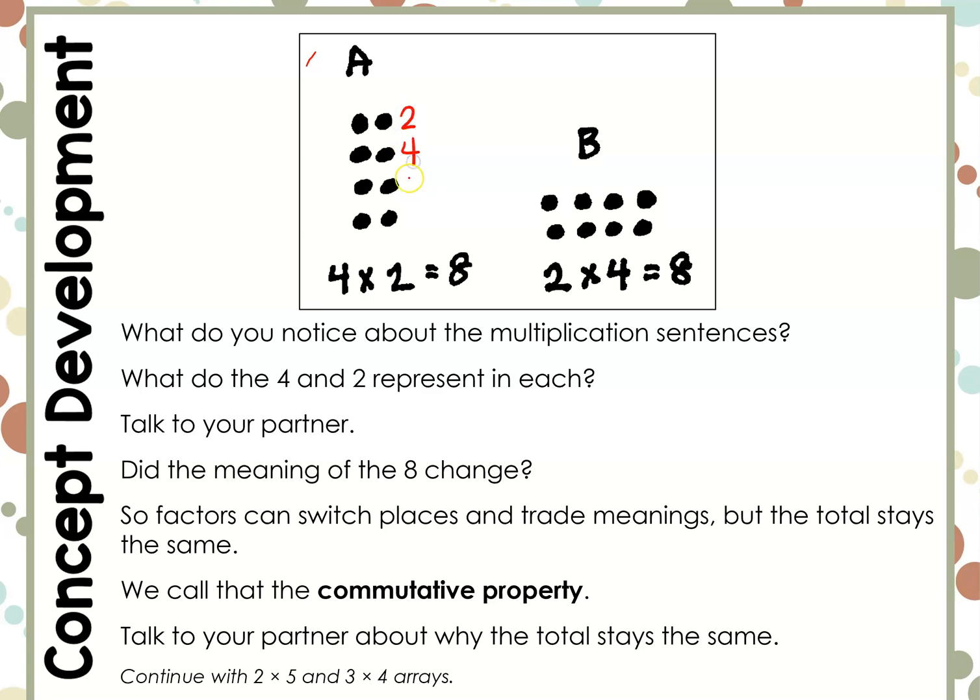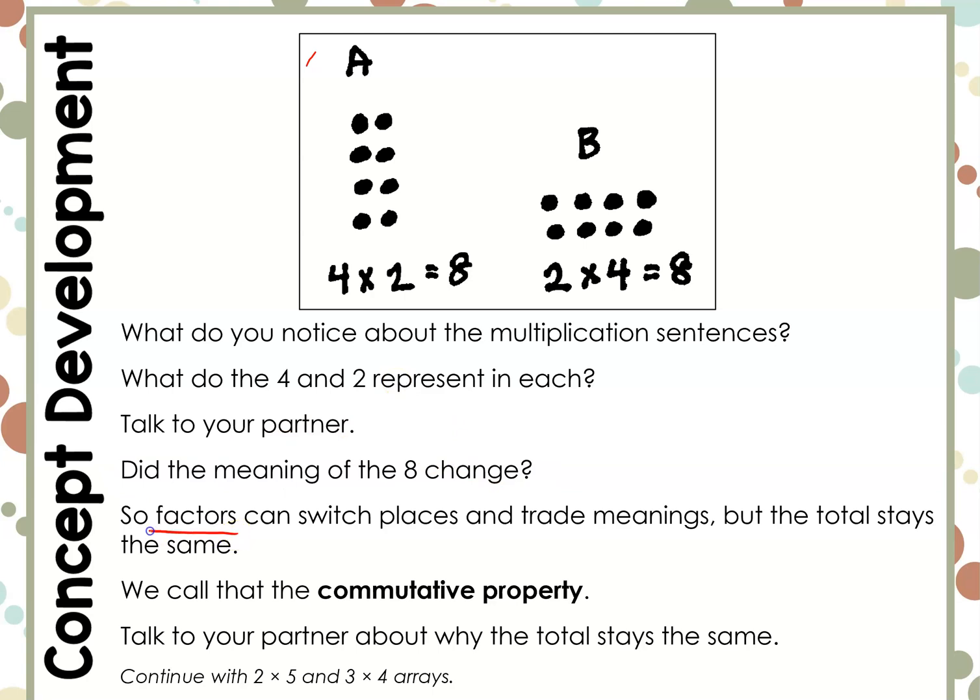So if I did my skip count, just like I did earlier, I would have 2, 4, 6, 8. Okay, over here for this array, what does the number 2 represent? Well, the number 2 in this array represents the number of rows now. So then what would 4 represent? 4 would represent the number in each row. So for my skip count, I would have 4, 8. So now let me ask you this. In both of these arrays, did the meaning of 8 change? No, it was our answer for both arrays, for both problems.